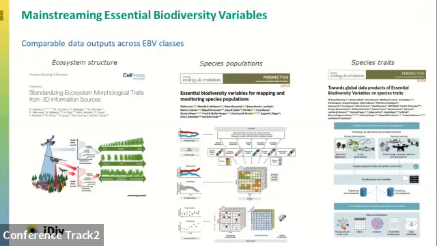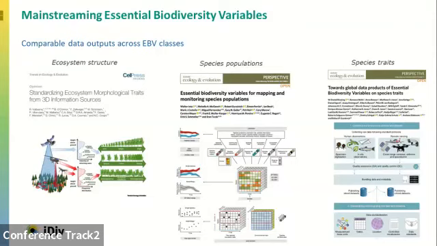So here are 3 examples on the complexity of this endeavor. The idea is to have comparable data outputs across different EBV classes. Those are classes related to ecosystems, classes related to species. I'll go to that in a minute. In a way that we can actually compare, we can actually use data in a similar manner, whether it is for ecosystem structure. For example, there is this paper by Ruben Balbuena and colleagues on standardizing ecosystem morphological traits from remote sensing, 3D remote sensing, to produce essential biodiversity variables data.